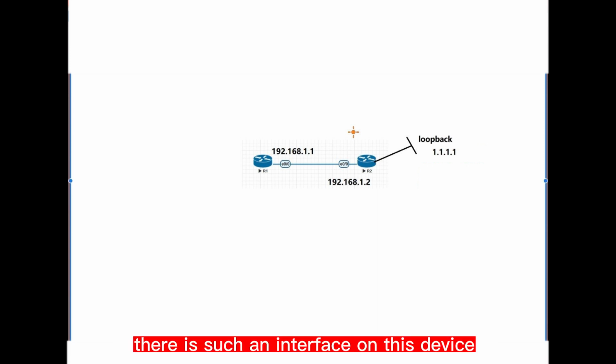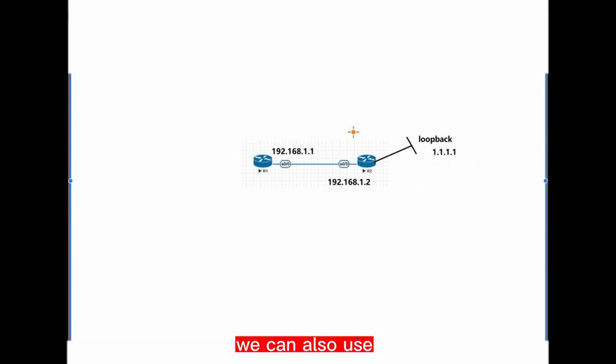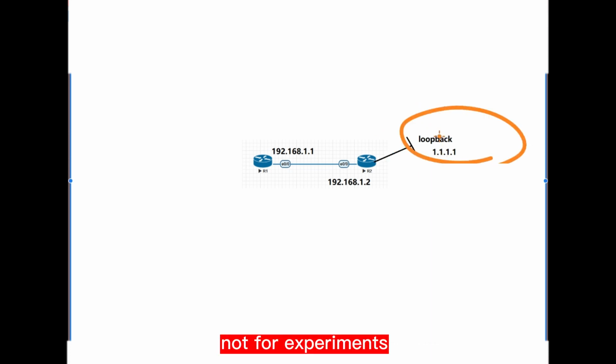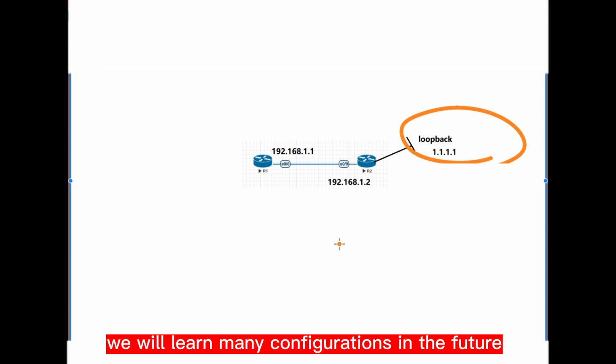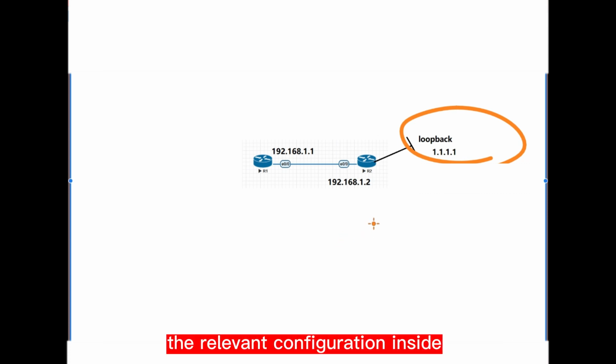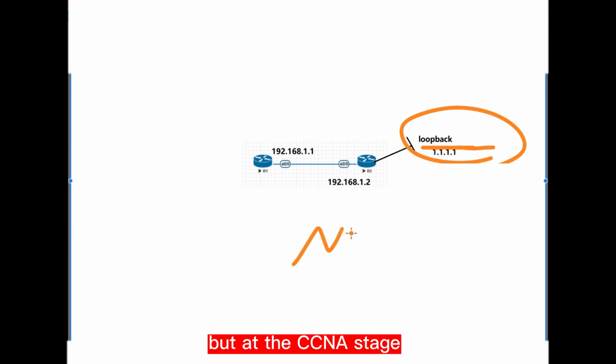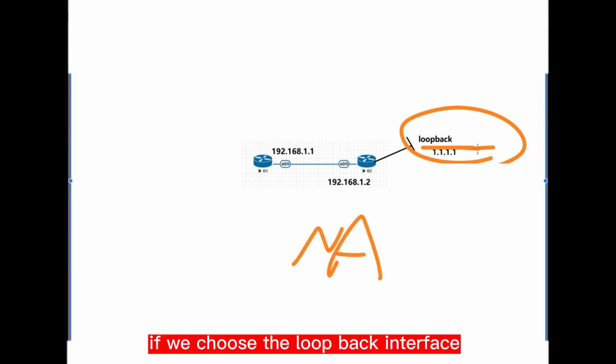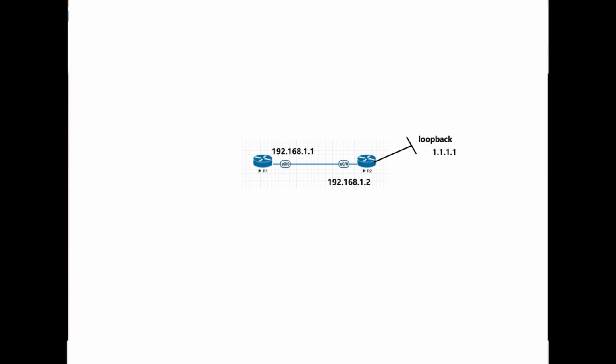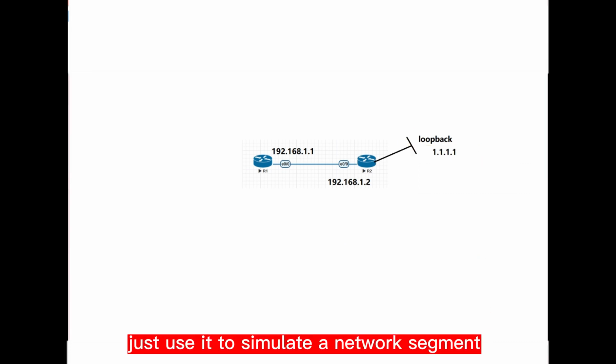There is such an interface on this device. Often for routers, using the address of this interface, we can also telnet to this device and debug it. But this interface is not only for experiments. We will learn many configurations in the future, and the relevant configuration inside will use the loopback interface. But at the CCNA stage, if we choose the loopback interface, we just use it to simulate a network segment.